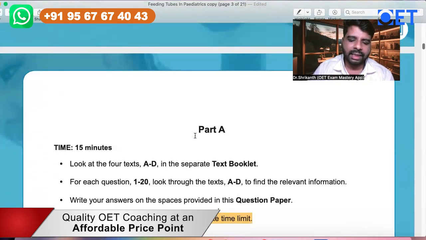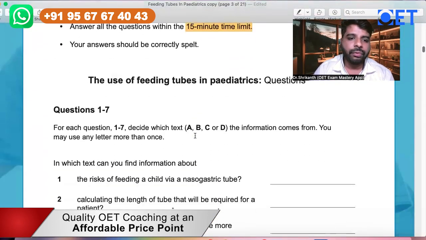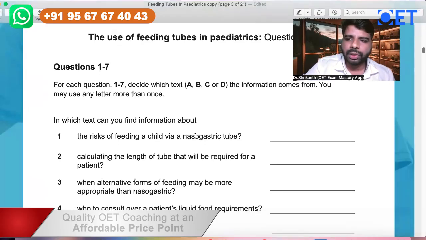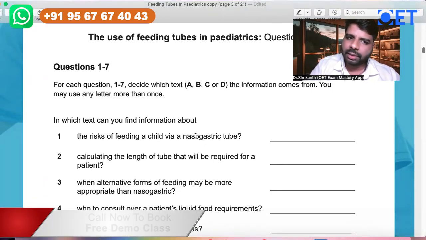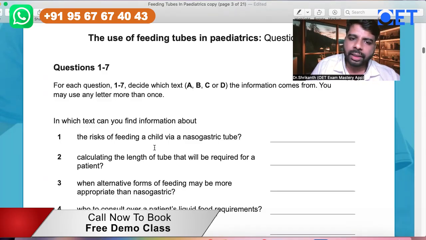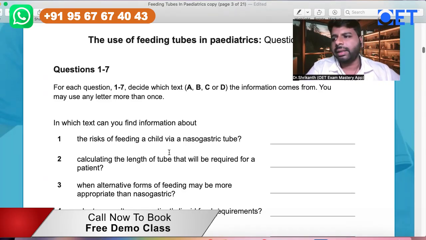Now let's come to text A over here. I mean, part A, first type of questions. So what is the first question over here? The first question over here is the risks of feeding a child via a nasogastric tube.